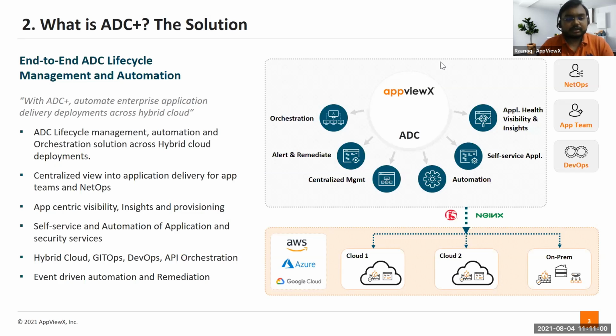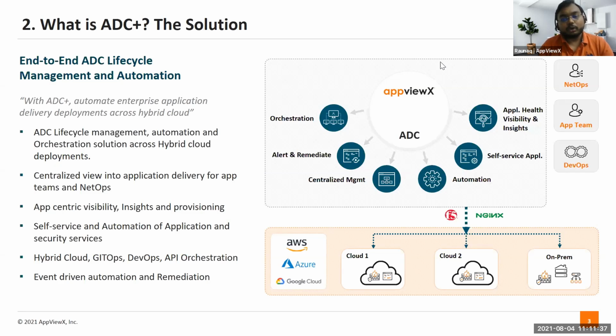Now there is a lot of integration with all the hybrid cloud that I've told before. Then there is GitOps, DevOps integration, API orchestration, and AppViewX also gives you event-driven automation and remediation. Now, if you look at the diagram on the right-hand side, orchestration, alerts and remediate, right? So we can automate, when do we get an alert if there is an issue with our application, if the traffic is going high, when is it going high, why is it going high, right? All those alerts AppUX will give you. It will give you a centralized management platform.